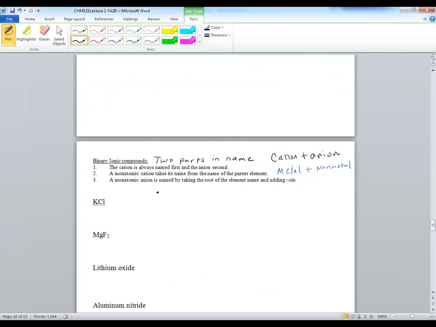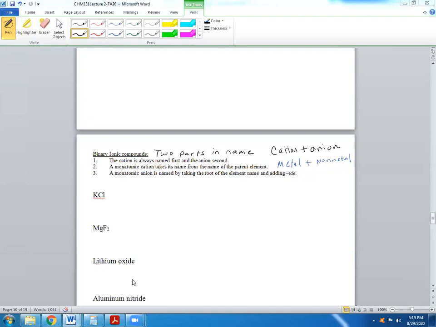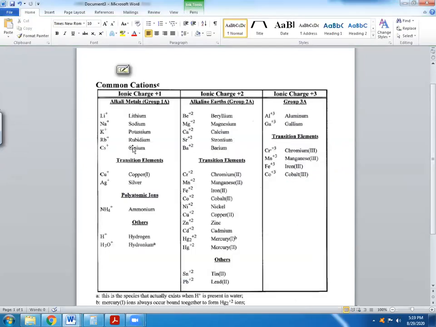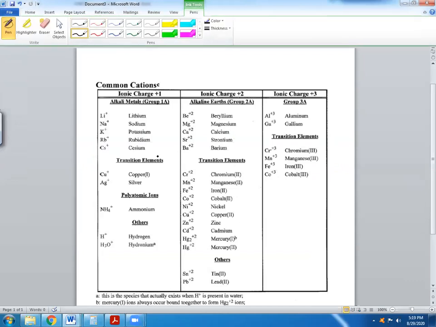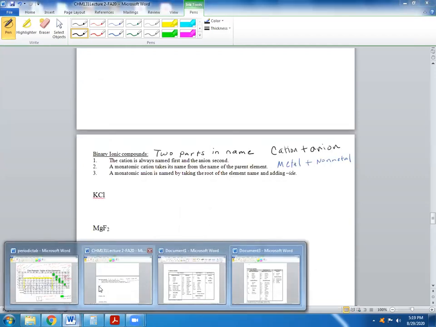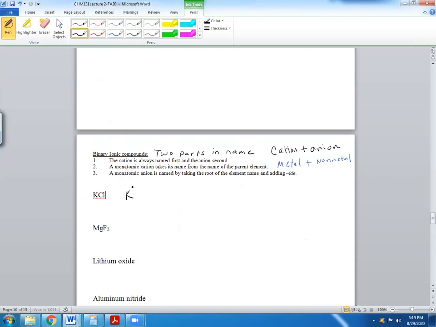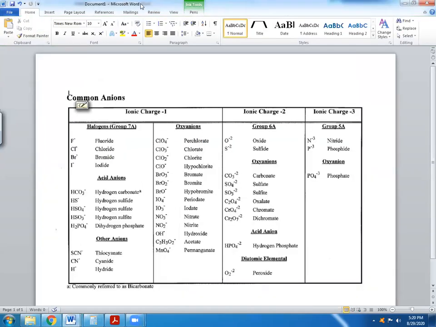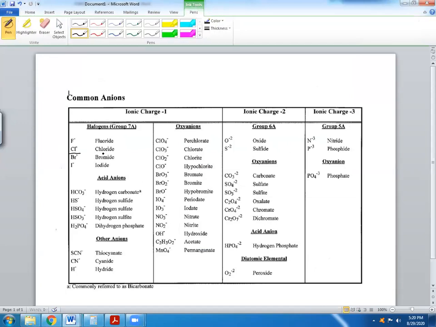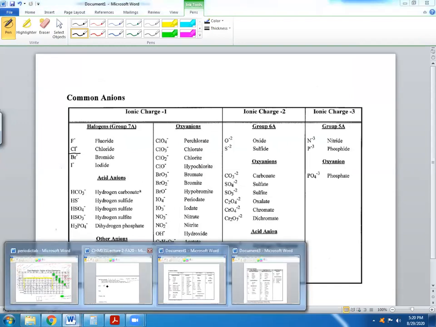We have K and we have Cl. To name this, all you have to do is look up the name of each. If I go to my table right here, I'll see that I have K in the first column right here. Here it is. It has a plus charge, and it's called potassium. And Cl would be right here, and that's called chloride, Cl minus. So it's a very simple example.